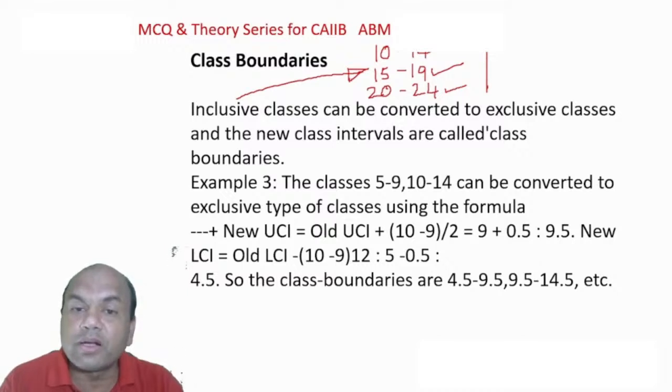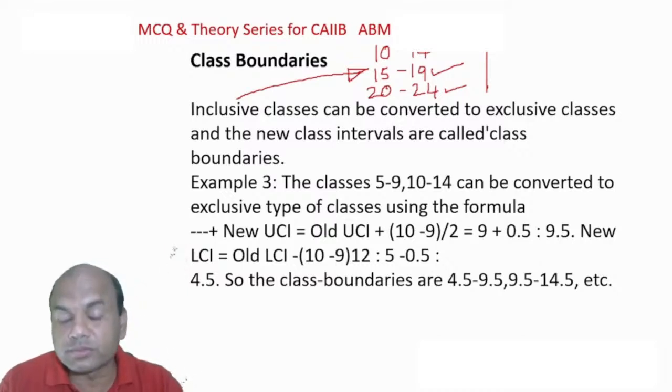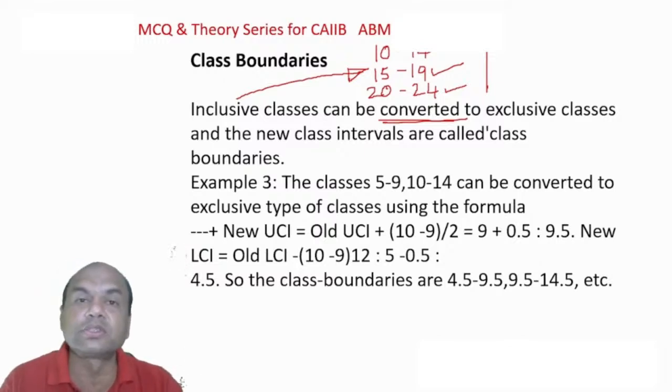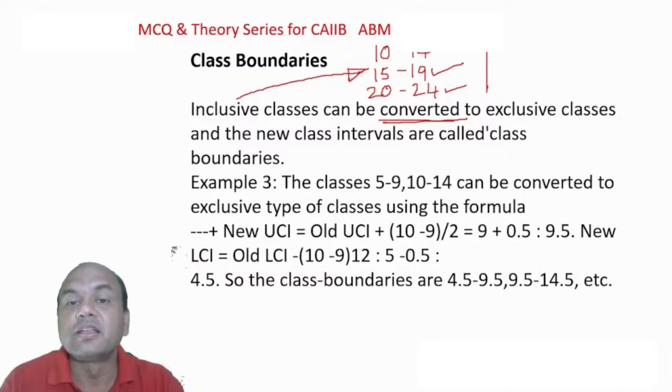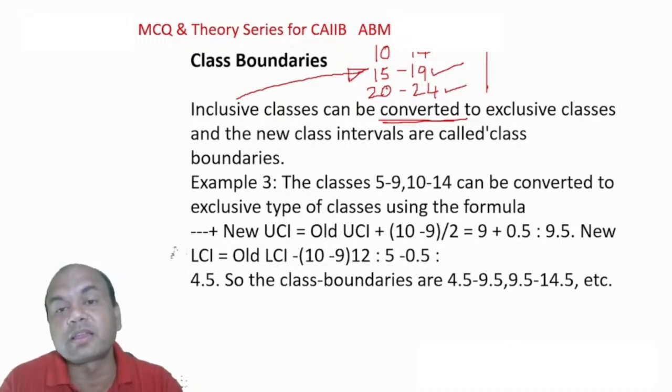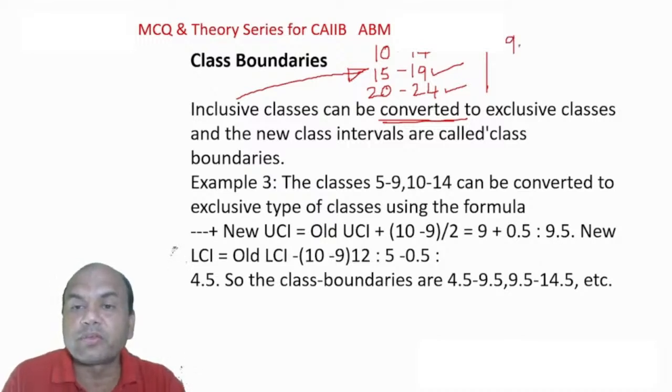Now if I have to convert this, inclusive classes can be converted to exclusive classes. While solving any numerical, an inclusive class has to be converted to an exclusive class. What do you mean by this? See, it's like this. For this 10, I'll take 0.5 on the earlier side, and for 14 I'll take 0.5 on the later side. So it will be 9.5, and here 14.5.